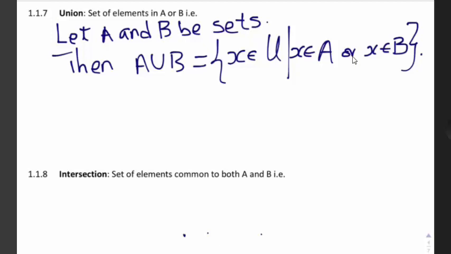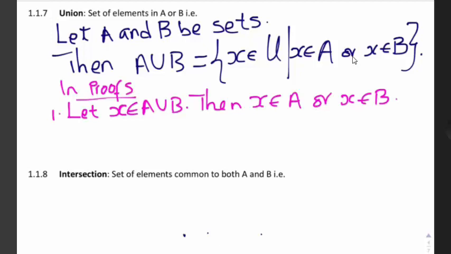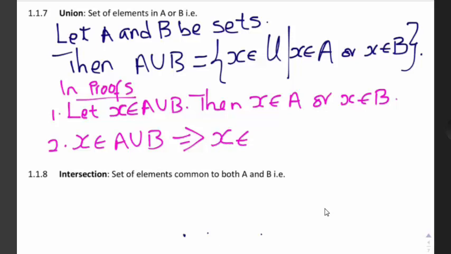How do we apply this in proofs? In proofs, we would say, let X be an element of A union B. This would mean that X is an element of A or X is an element of B. Or simply, we could just say that X in A union B implies X is in A or X is in B. We will see some examples as we move on.